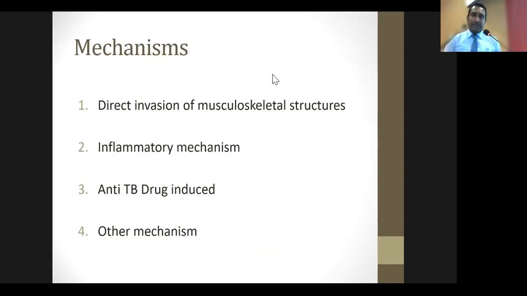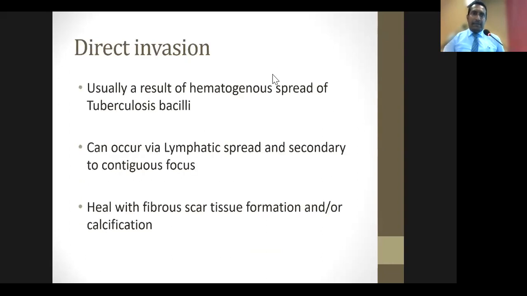The first and main one is direct invasion of musculoskeletal structures, and the second one is inflammatory mechanisms, followed by anti-TB drug-induced musculoskeletal diseases and other mechanisms. First, direct invasion usually occurs as a result of hematogenous spread, but can occur via lymphatic spread also, and thirdly, as spread from contiguous foci. As in pulmonary TB, this also will heal with fibrous scar tissue formation and calcification.